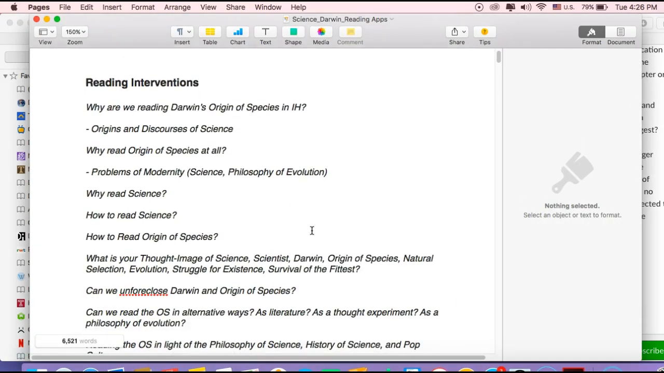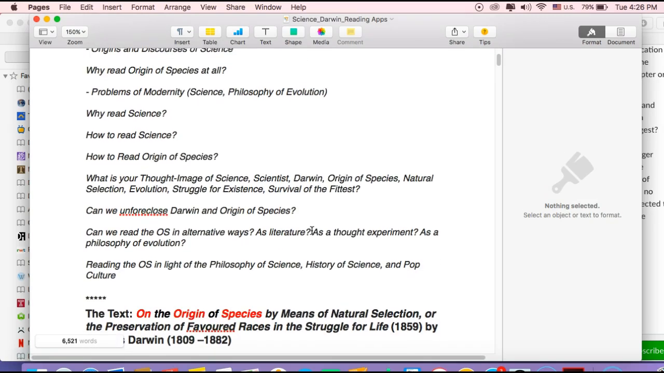So let's take a look at some reading interventions. Why are we reading Darwin's Origin of Species in IH? For the origins and discourses and debates of science. Why read Origin of Species at all? Well, it's a good text for taking our pulse not only with science, but the problems of modernity, the problems of living in a scientific culture, which has a philosophy of evolution.